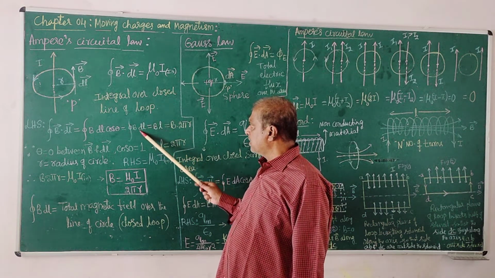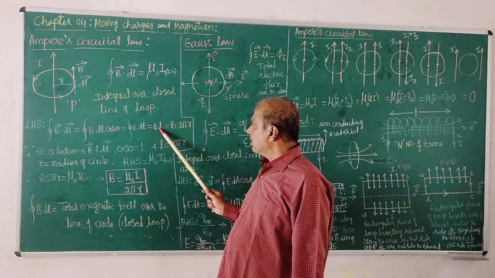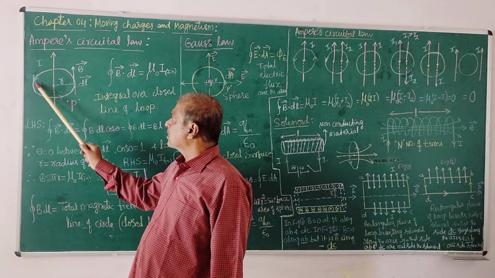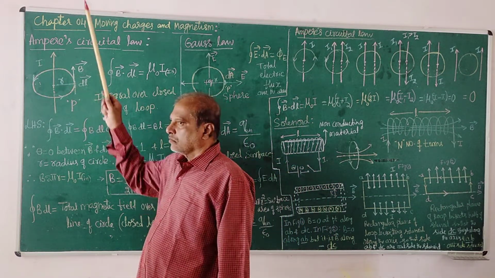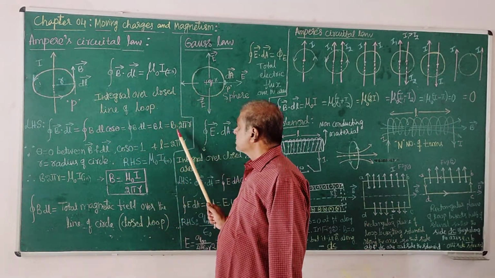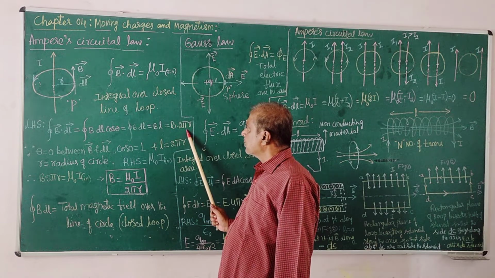The integration of dl is L. What is L? The total length of the circle, which is called the circumference of the circle, 2 pi r. So we have B into 2 pi r.